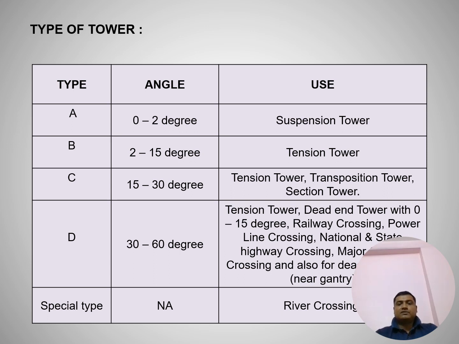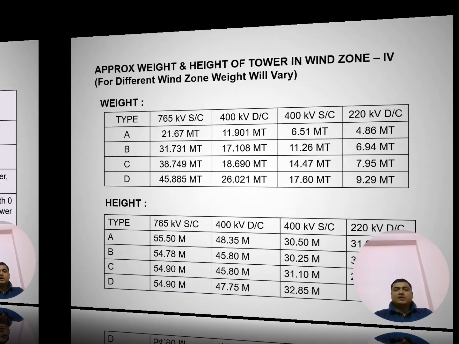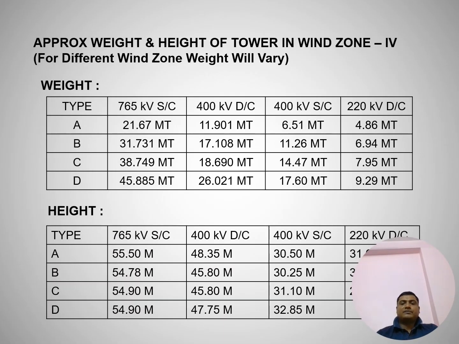Now I am coming to some tower samples, some tower weights and heights. Basically, this is for wind zone 4. India has 6 wind zones. This is a rough idea of tower height and weight for wind zone 4. If you see the 400 kV tower, the A type tower weighs around 12 ton. B type tower 17 ton, C type tower 18 ton, and D type tower approximately 26 ton.